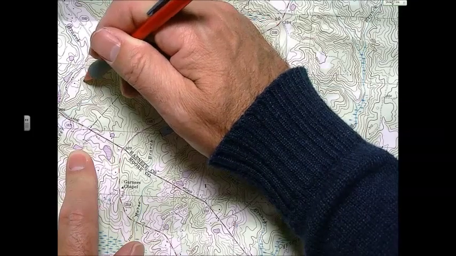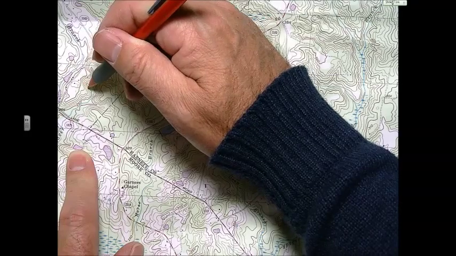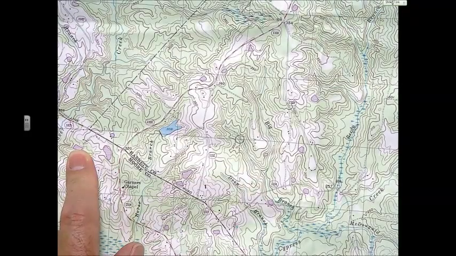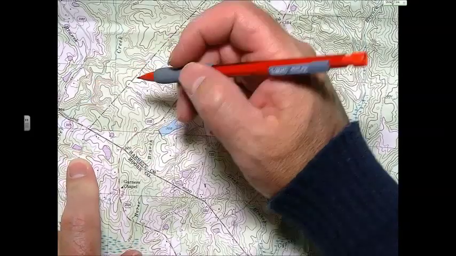If I'm on this side, I'm looking more towards the east, so I'm looking back down towards that stream, in an easterly way. So that's how you look at these things, and you read direction and which way you're going.